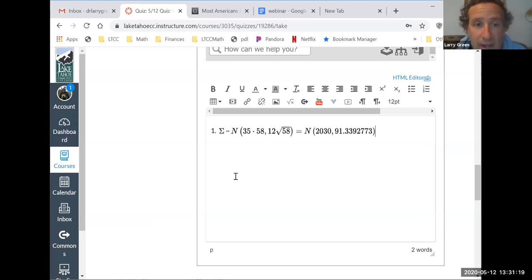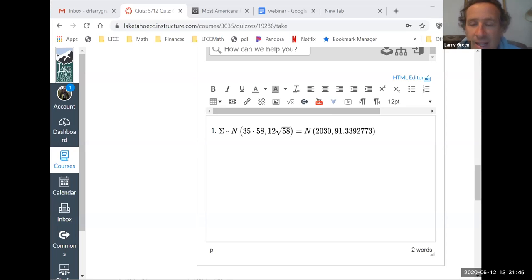Any questions on that? Okay, again, none of these are meant to be trick questions. They're meant to say, do you understand what we've been doing? We're talking about totals. The formula is you multiply the mean times the sample size, and that gives you your sampling distribution for the total.